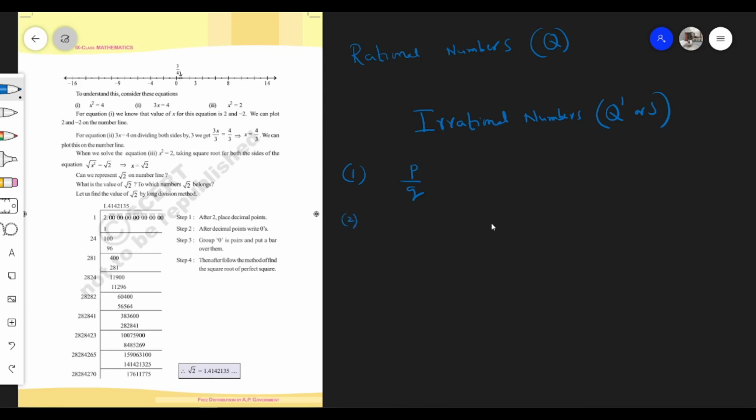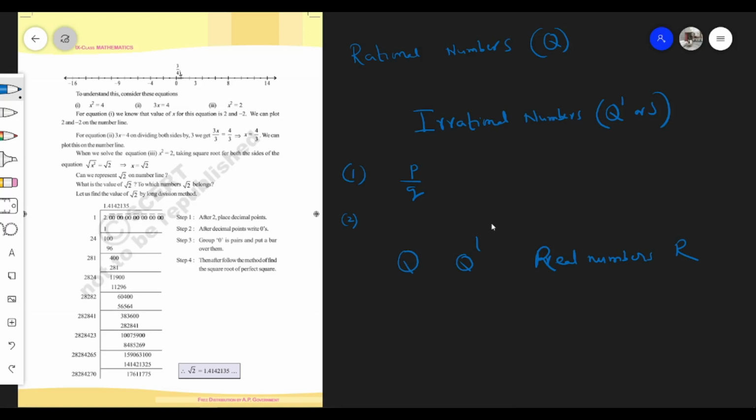And second, these irrational numbers fill the gaps on the number line, and thus complete the number line. So rational numbers and irrational numbers together are called real numbers. That's the title of our chapter, real numbers. So real numbers is the combination of rational numbers and irrational numbers.